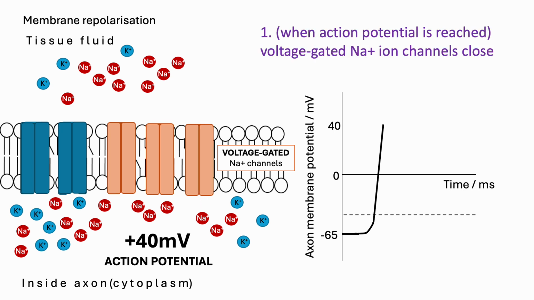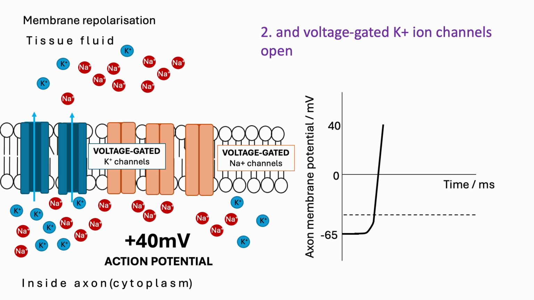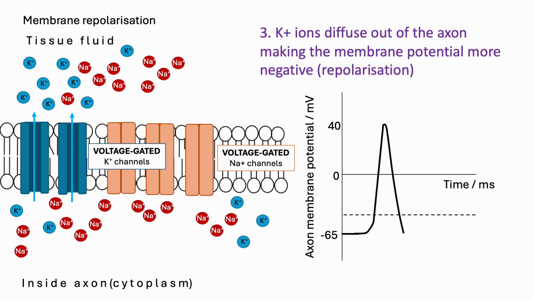So when we reach that action potential, it can vary, but we're going to refer to plus 40 millivolts here. Voltage-gated sodium ion channels close. And then we've got those voltage-gated potassium ion channels in the axon or neuron membrane. They open. Potassium ions diffuse out of the axon. Really important you get the direction of diffusion of ions correct. And you can see on the graph there that the membrane potential now drops to become negative again. Let's continue.